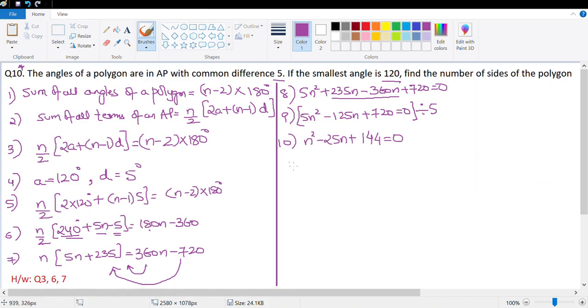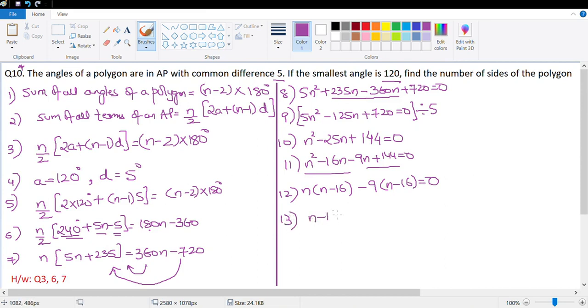So this is n square minus 16n minus 9n plus 144 is equal to 0. Grouping it the way I have underlined, n times n minus 16 minus 9 times n minus 16 is equal to 0. So this gives me n minus 16 times n minus 9 is equal to 0, which means n is equal to 16 or n is equal to 9.